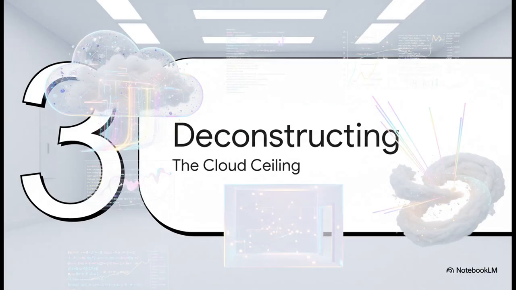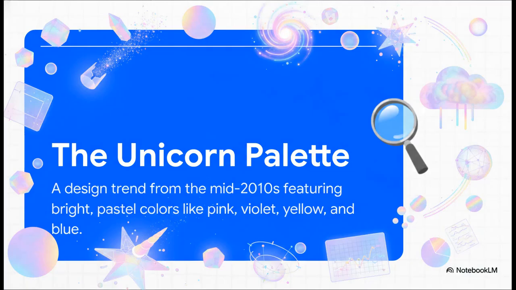But here's the secret, okay? You don't need a high-tech lab when you can just deconstruct the look, the aesthetics of virality. So let's break down the two key pieces that make this whole cloud ceiling thing work so incredibly well. First up, color. The entire look is powered by something called the unicorn palette. This was this huge design trend back in the mid-2010s, and it's all about these bright, soft pastel colors. This was a proven viral aesthetic on places like Instagram and Pinterest way before cloud ceilings were even the thing.